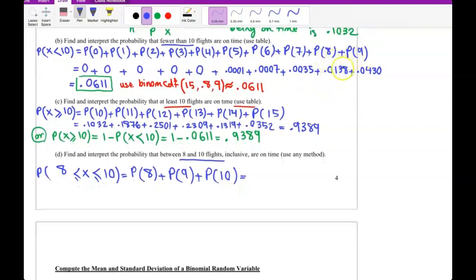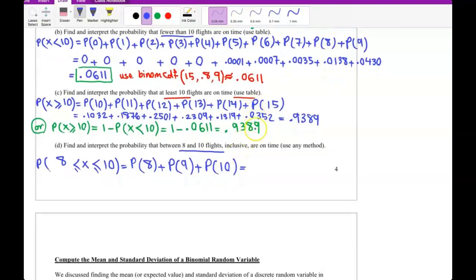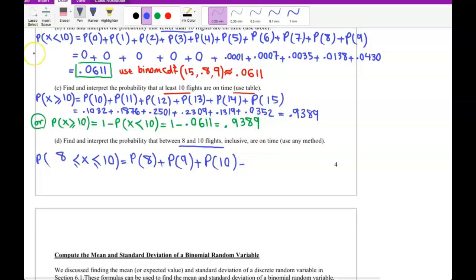Okay, here we have all the data from the table. Probability of 8 was equal to 0.0138. Probability of 9, 0.0438. Probability of 10 from this part is 0.1032. And that is equal to 0.1600.